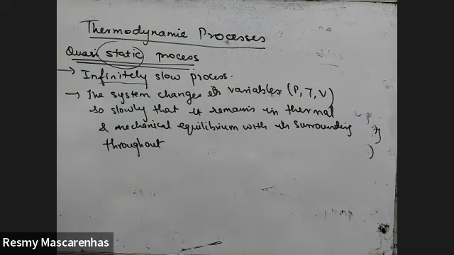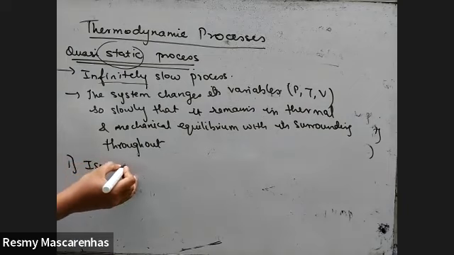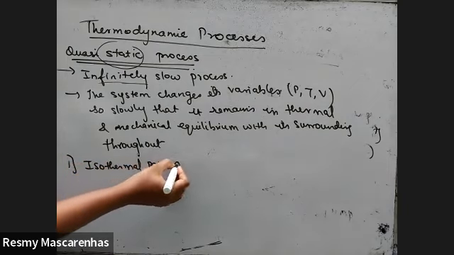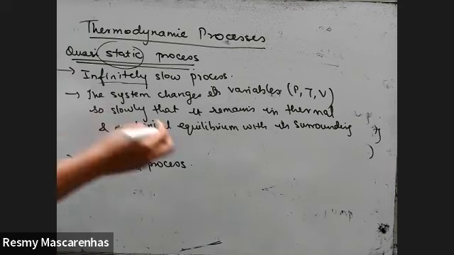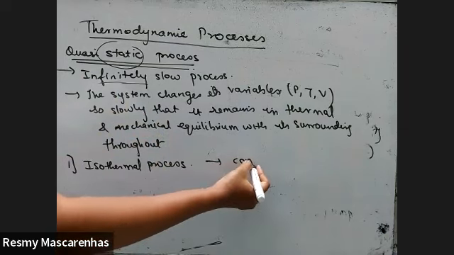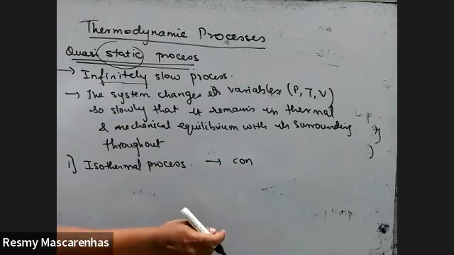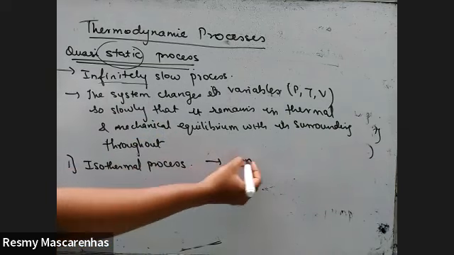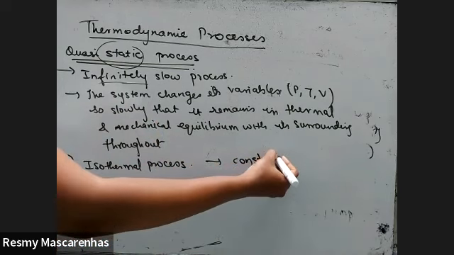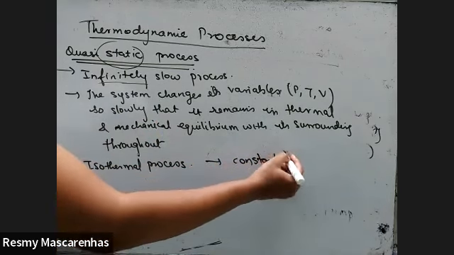Now the main ones which we have to know is the first one, isothermal process. Just write the shortcuts, or the basic ones. It's a thermodynamic process which occurs at constant pressure. Sorry, constant temperature.